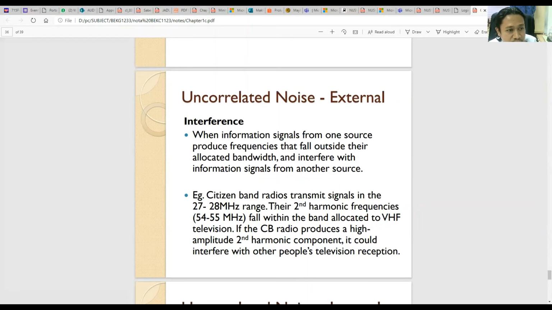When we have more than one signal within the bandwidth.